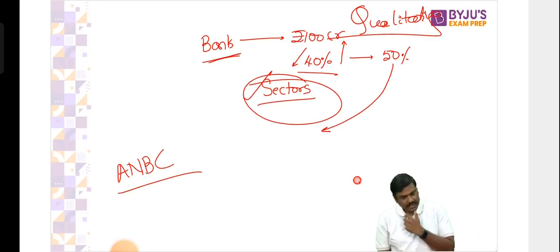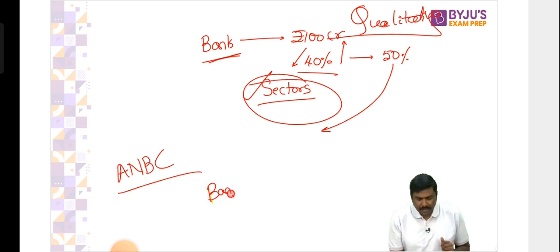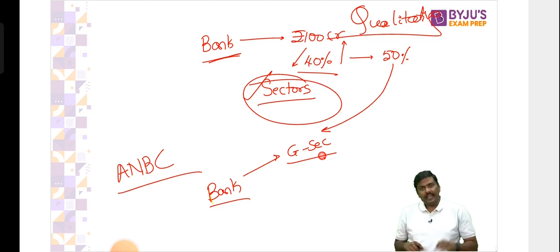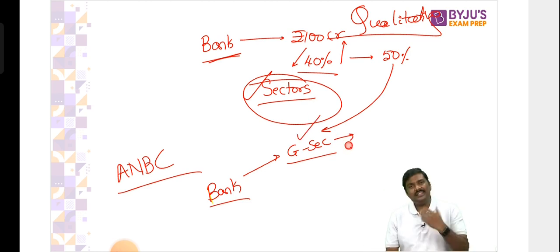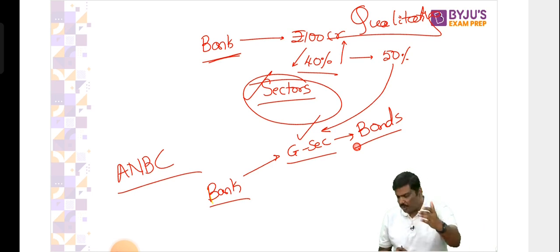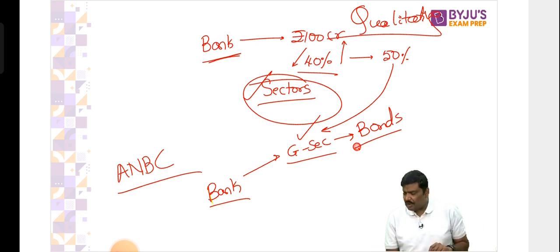What do you mean by this? Imagine here is a bank. This bank has purchased government securities. Simple example. This bank is investing and purchasing government securities. Right? Let's say dated securities. Are these dated securities bonds? Yes or no? Let me know. Are the dated securities bonds? Of course, yes.